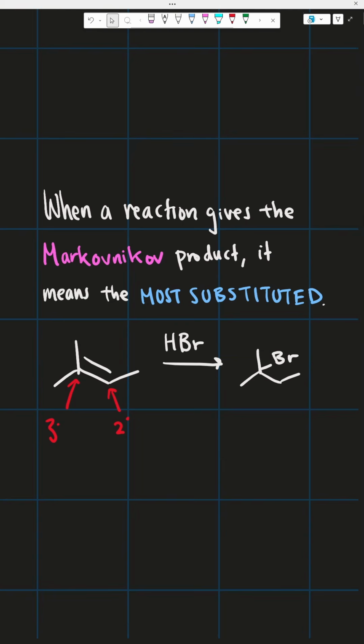Let's start off with defining what Markovnikov is. When a reaction gives the Markovnikov product, it means that the bromine goes onto the most substituted carbon. Let's look at this alkene reactant, for example. The bromine can either go to the tertiary carbon or the secondary carbon. However, we'll prefer the tertiary carbon because it is more substituted and the substituents around it stabilize the carbocation.